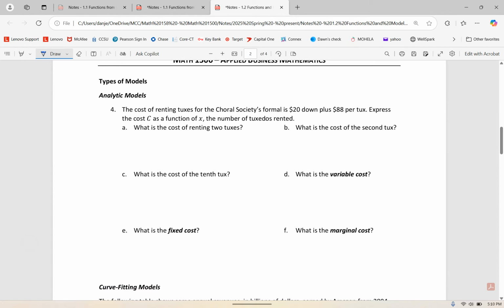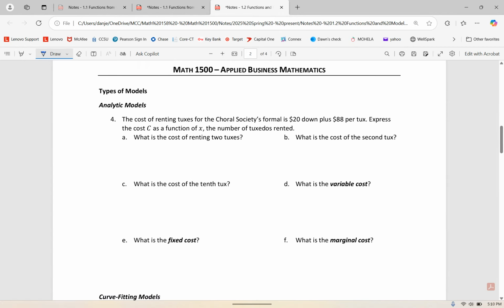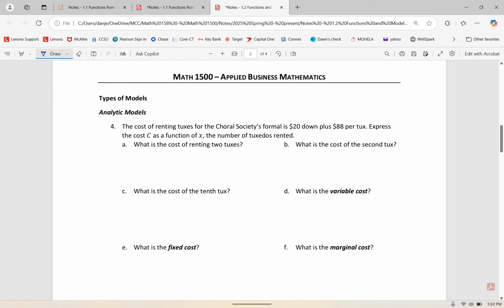Some models that we can look at, right? The cost of renting tuxes for Choral Society's formal is $20 down plus $88 per tux. Express the cost as a function of x, the number of tuxedos rented. So I'm going to write my cost as a function of x, the number of tuxedos rented.